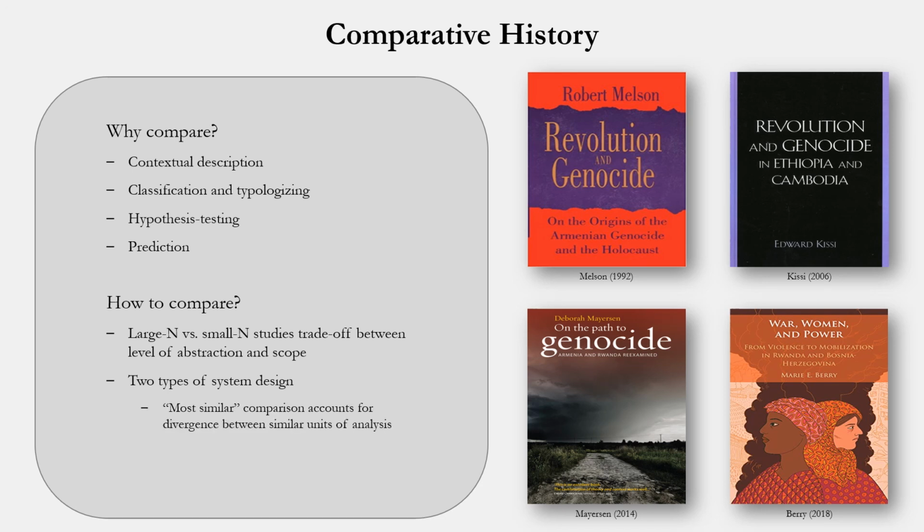The most similar system compares units of analysis that share a host of common features, but nonetheless result in different outcomes. For example, we could look at Nazi Germany and Fascist Spain as 2 similar political systems that had very different outcomes. In contrast, the most different system compares units of analysis that do not share any common features apart from the outcome to be explained. For example, we could look at Rwanda and Bosnia-Herzegovina as 2 different political systems that shared a similar outcome.